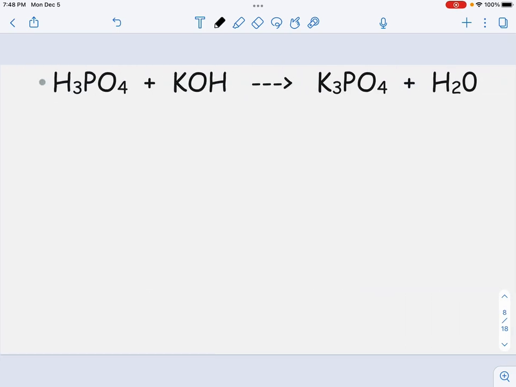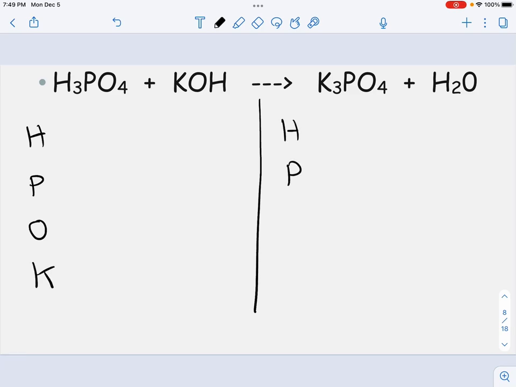All right, let's move on to the next one, okay? H3PO4 plus KOH produces K3PO4 plus H2O. Okay, so this looks very intimidating, guys, but fear not, okay? Keep it simple. You're going to write all the elements that you see, okay?